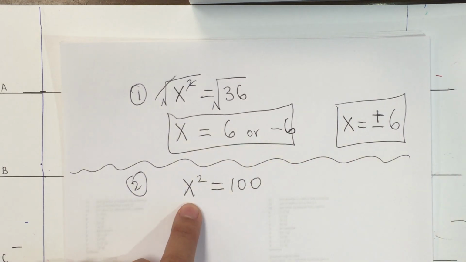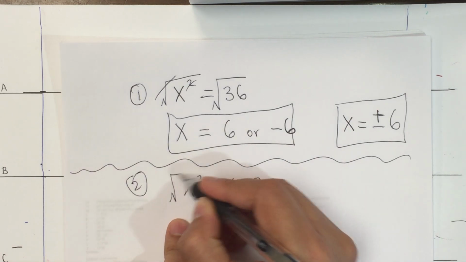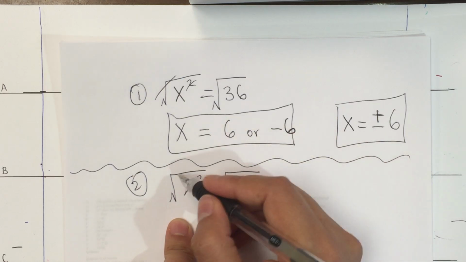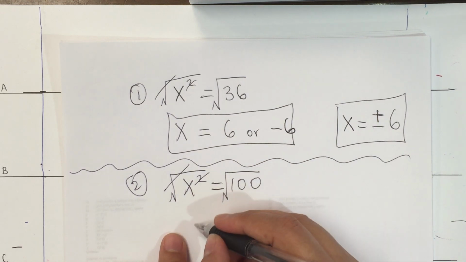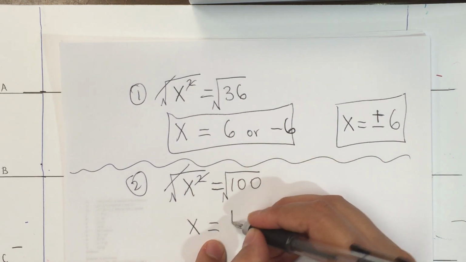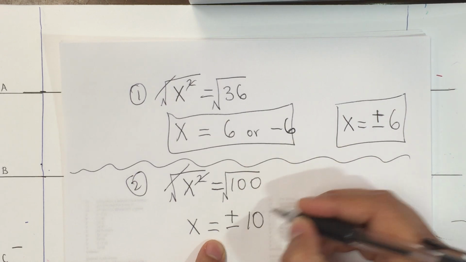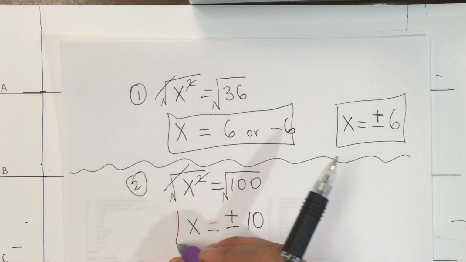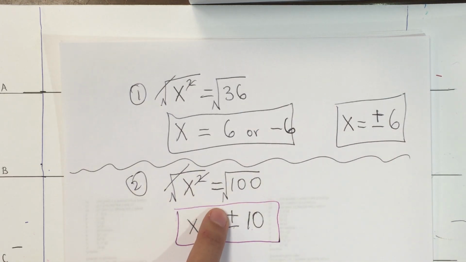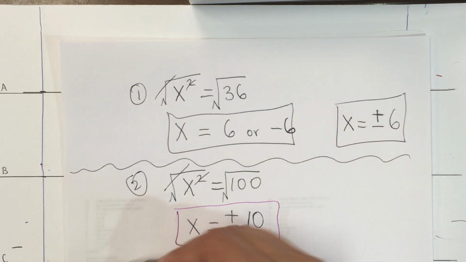Another example. If I'm squaring x, that's equal to 100. To find the value of x, take the square root of both sides. The square root cancels the square. X is equal to positive or negative the square root of 100, which is 10. So it can be positive or negative 10. This includes my two answers already. Make sure that you don't forget to put the minus, because some people will just say 10. You're giving me half of the answer.